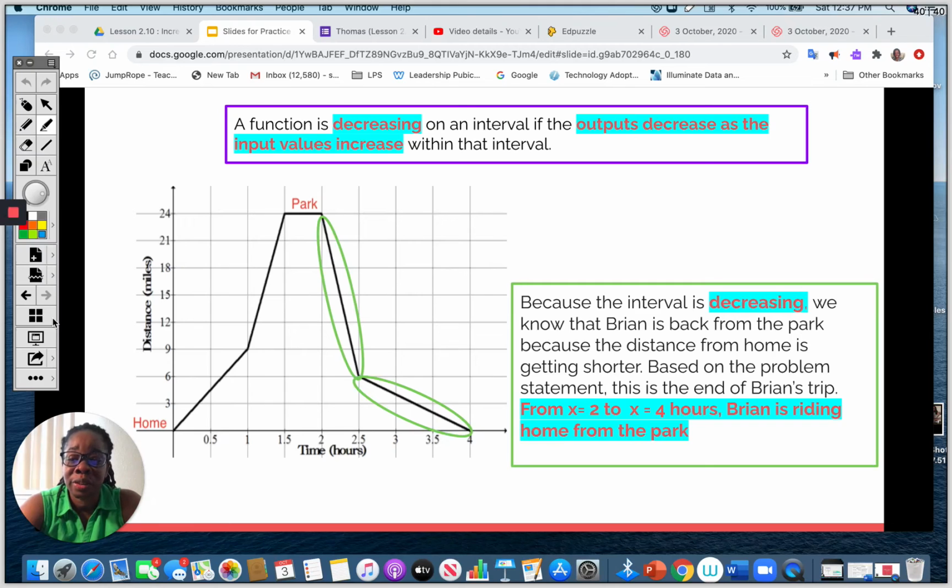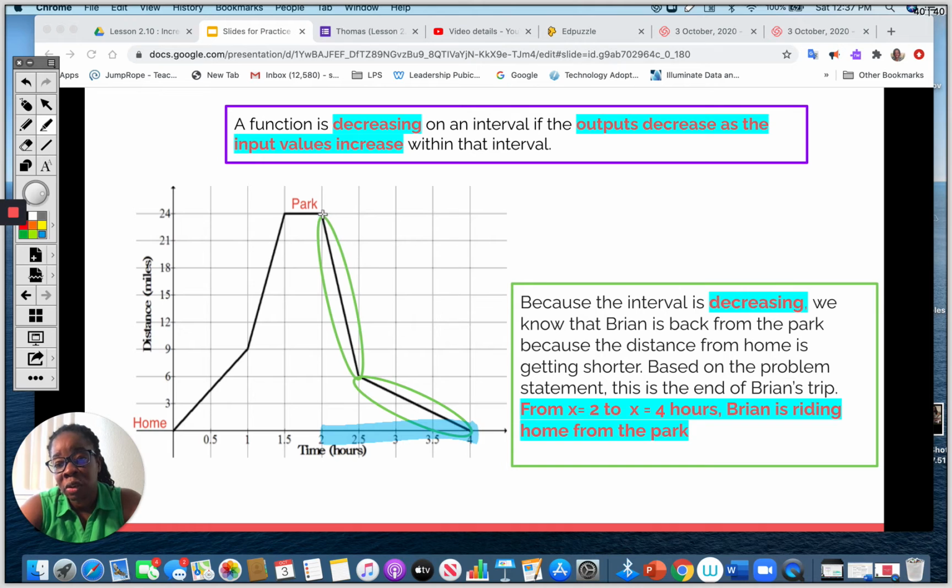Right, so this is our final question, and we were asked to identify for this particular graph intervals for which a function is decreasing and what it means in the context of this function. So remember we said that a function is on a decreasing interval if the outputs decrease as the inputs increase. So when we look at this graph, this is occurring on this particular section from where x is equal to 2 to x is equal to 4.